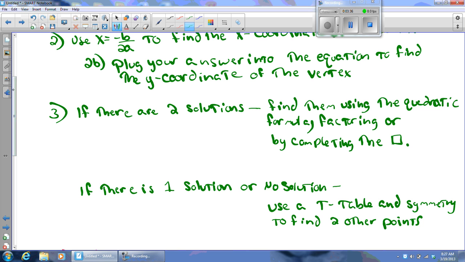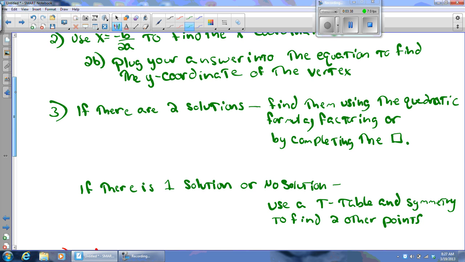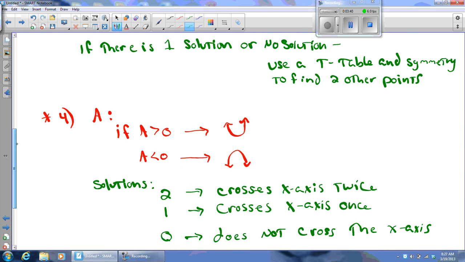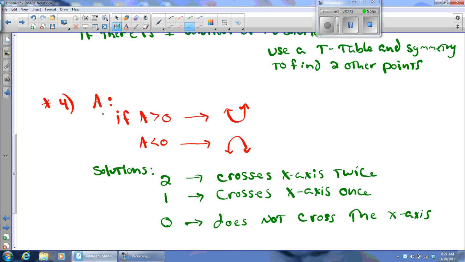Then, of course, I'm going to plot the 3 points. And I'm going to use symmetry. My third point is going to be super easy to find. Just a couple of checks about a. Remember, if a is greater than 0, if a is positive, your parabola opens upward. If a is less than 0, your parabola will open downward.